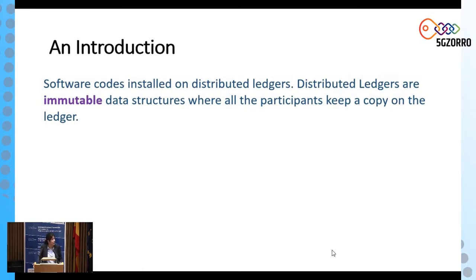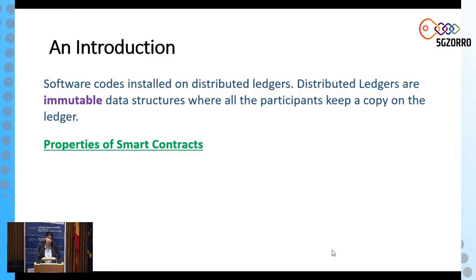Every node keeps a copy of a ledger. That's one of the reasons. Smart contracts particularly are the code installed on those ledgers, and that's how distributed ledgers become dynamic, because distributed ledgers are static. They don't do anything on their own. Smart contracts actually perform the executions and make them executable and dynamic.